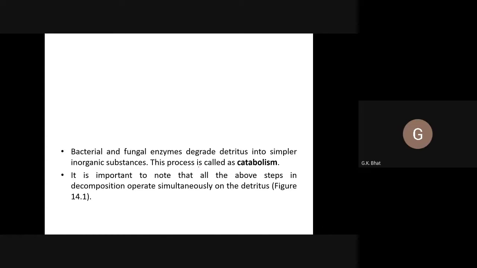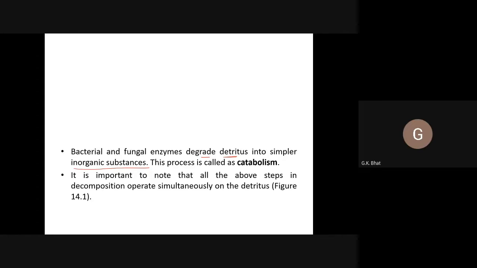Bacteria and fungal enzymes now come into the picture. They are enzymes secreted by bacteria and fungi. These degrade detritus into simpler inorganic substances. Earthworms carry out fragmentation. Detritus is acted upon by this detritivore worm, so fragments are formed.